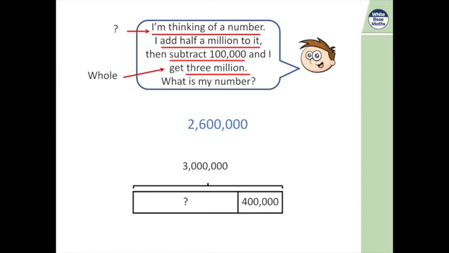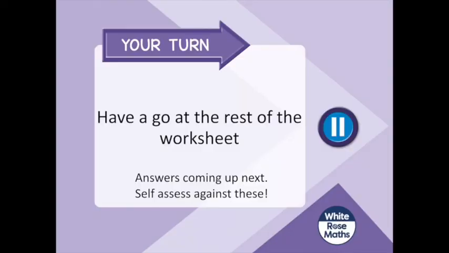Were you able to do that mentally? The answer was 2,600,000. Another way of saying that is 2.6 million. Perhaps you needed to use a column method, and that's fine. Now have a go at the rest of the questions. The answers are coming up next. You can use these to self-assess. Of course, pause the video now before you do the work.